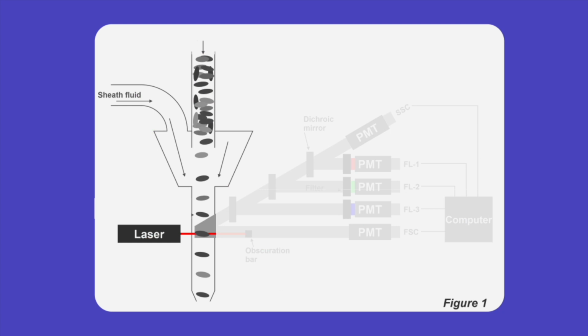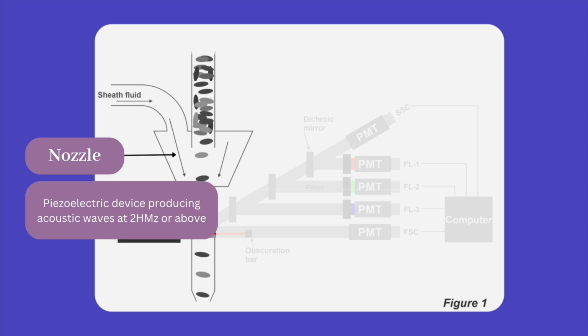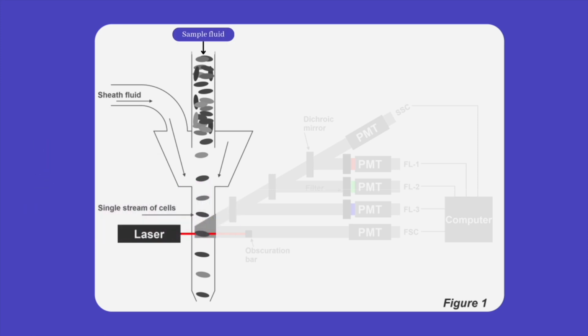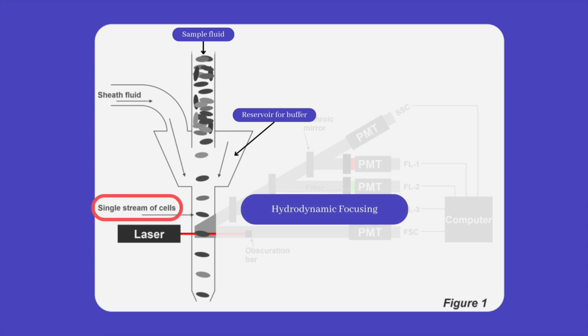When a sample containing the cell is introduced into the cytometer, it passes through a nozzle. The nozzle contains a piezoelectric device, which produces acoustic waves with a frequency of 2 MHz or above. Through these waves, the aggregated cells and air bubbles are removed. The inside of the nozzle contains the sample, while the outside acts as a reservoir for the buffer. These two components help the hydrodynamic focusing, a phenomenon in which fluids surrounding our sample allow cells to flow in one line.